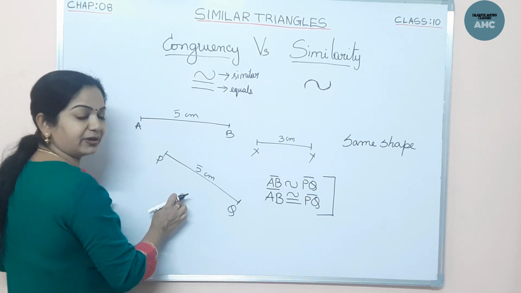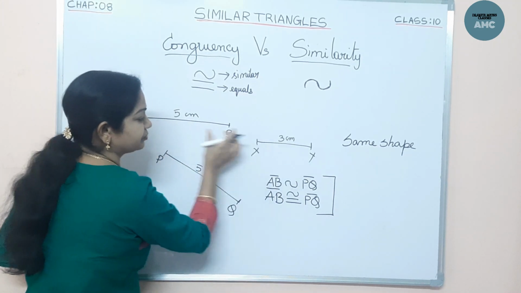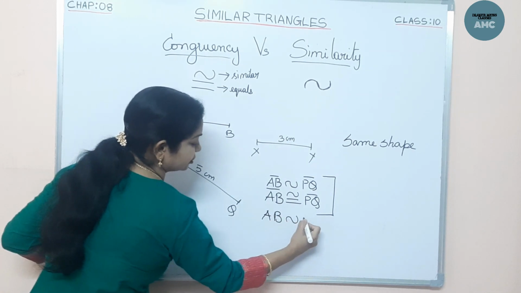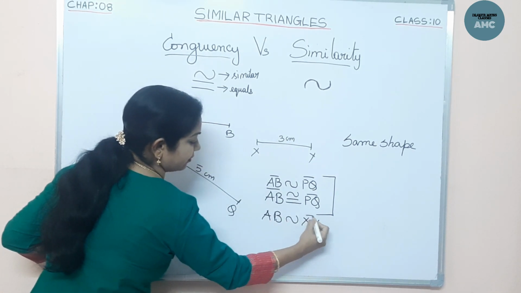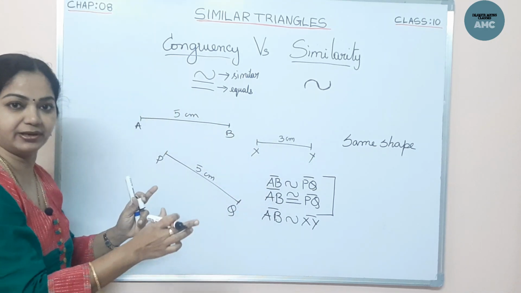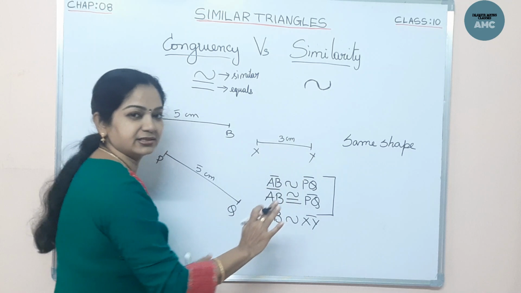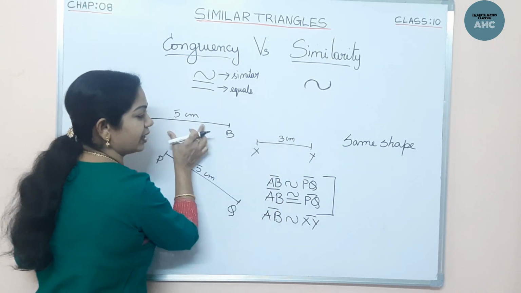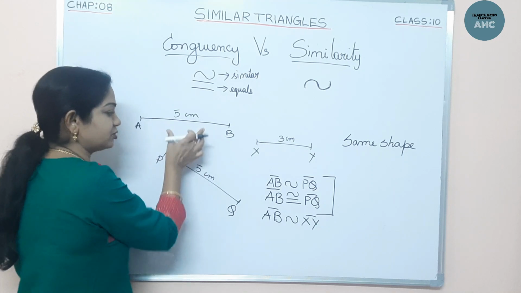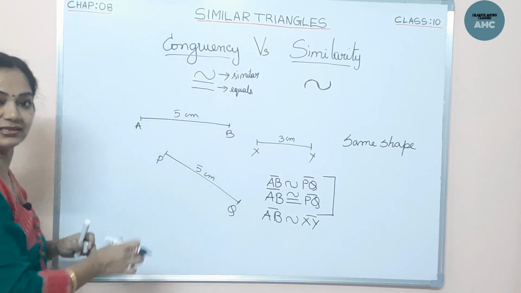These both. But if I compare these two, they are similar here. AB is similar to XY. Why am I telling these two are similar? Because they have the same shape but different sizes. But they are not congruent. These two are not congruent. But these two are congruent as well as similar.